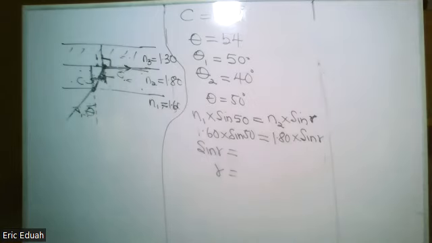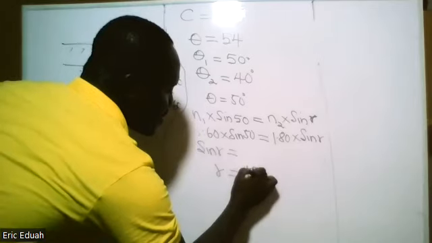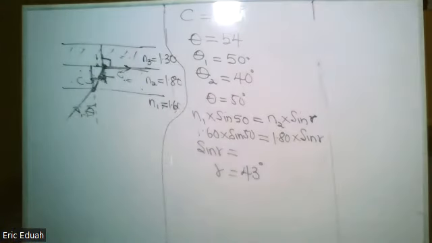So sine 50 times 1.6, divided by 1.8. Then when we take the sine inverse of our answer, we have r. r is approximately 43. Is that what you got? Did you get 43?